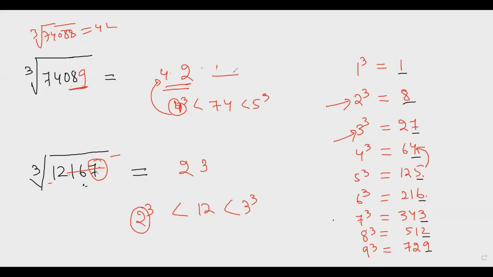If the number is not a perfect cube, then what we have to do in the banking exam is neglect the last 3 digits first. Take 74, which lies between 4 and 5, so the first digit is 4. Then the last digit comes from the cube ending. The answer should be 42 something.